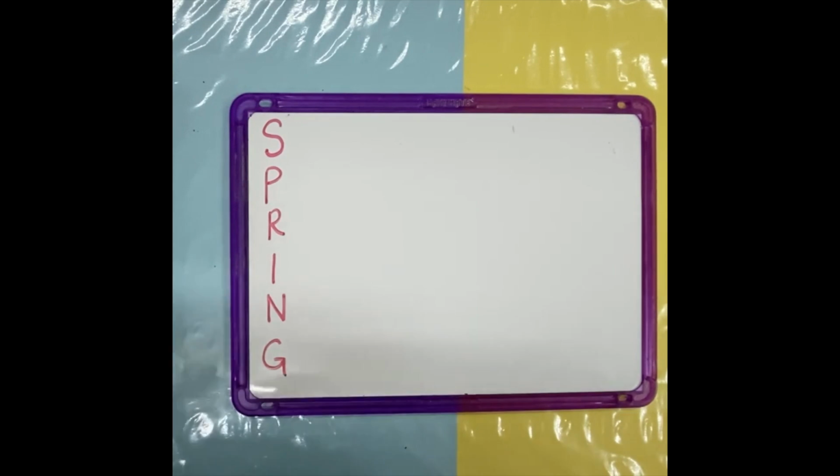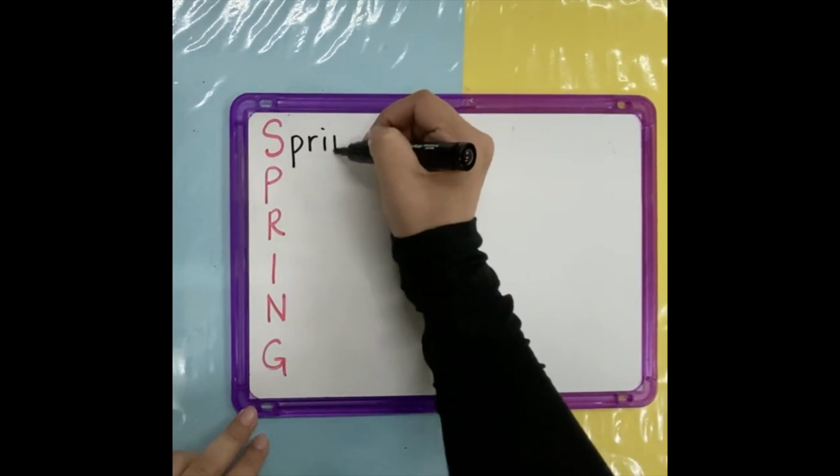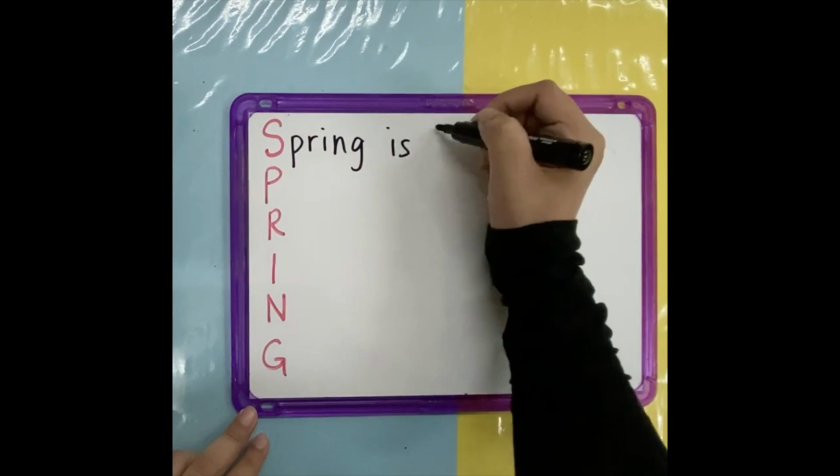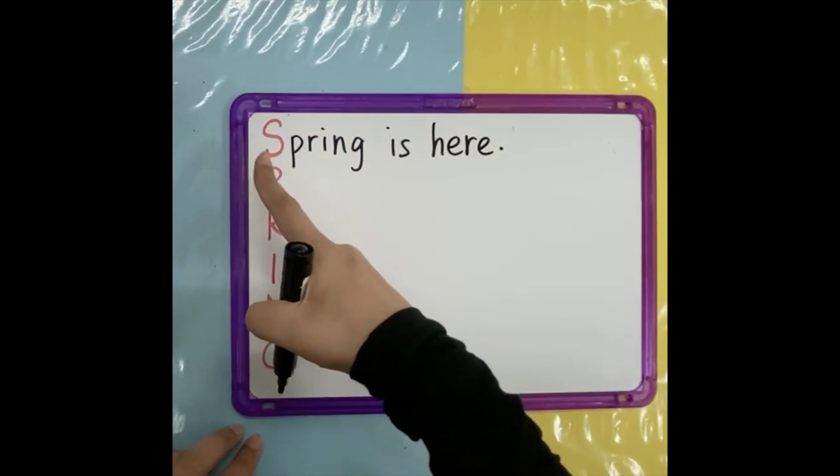Okay, so you may brainstorm some phrases, some words. You can think about it. Let's see if you can come up with anything related to spring in here. Okay, so my first sentence, starting from S, will be very simple. Spring is here. Okay, so the first letter S is done.